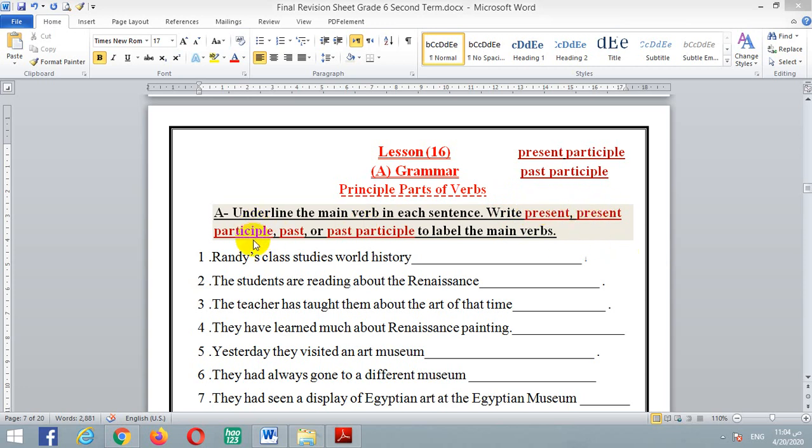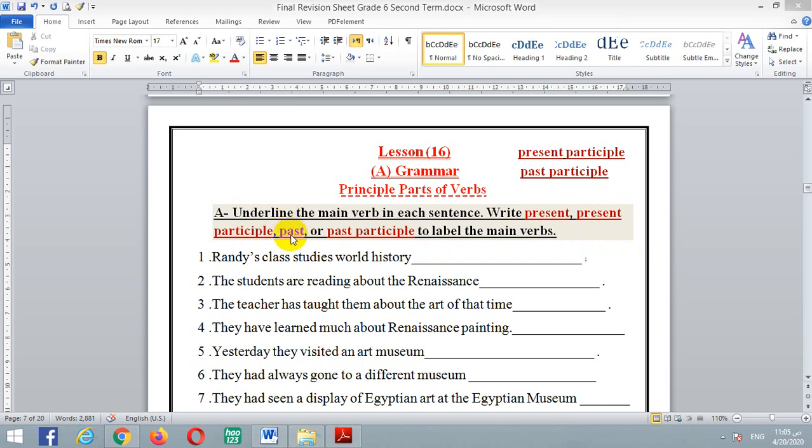Present participle means verb plus ing. Okay? We use verb plus ing after am, is, are, was, or were. So if we have am, is, are, was, were, we use present participle or verb plus ing.